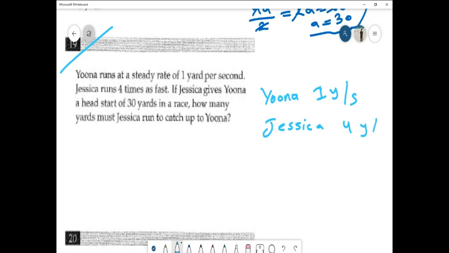You know, let's solve question number 19. Yuna runs at a steady rate of 1 yard per second. Jessica runs 4 times as fast. 4 times, that means Jessica runs 4 yards per second.